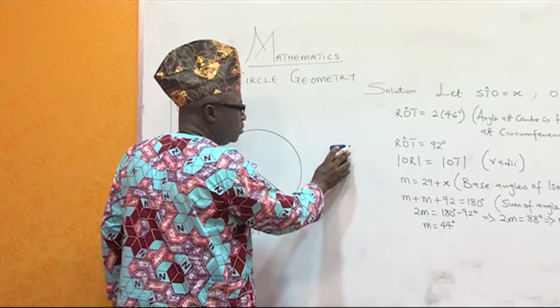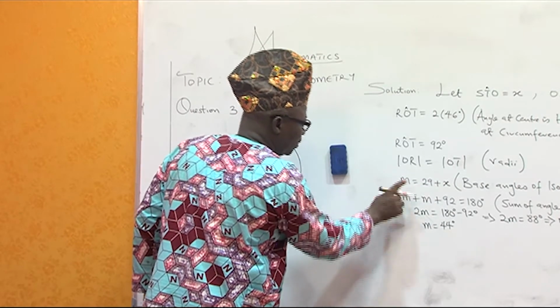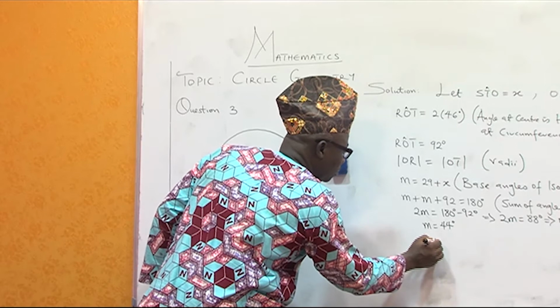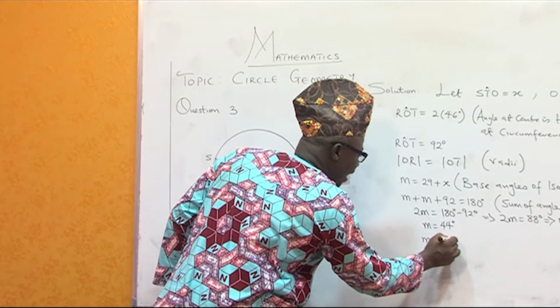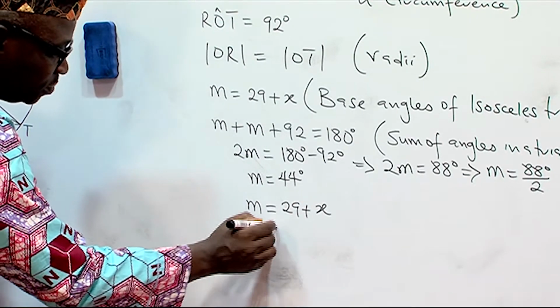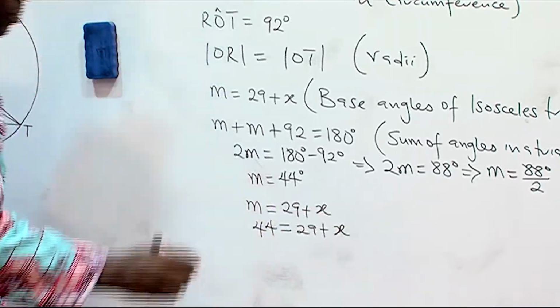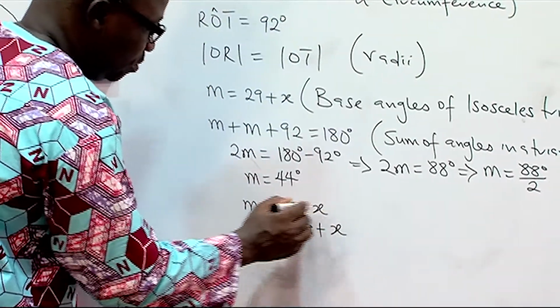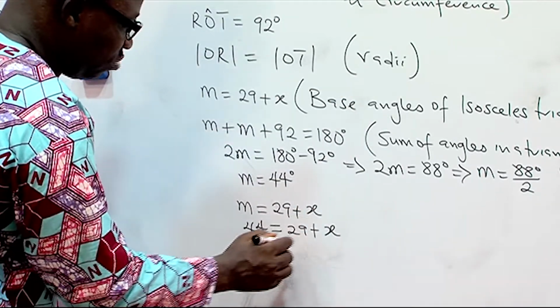So I've written it here already. So I'm just going to quote it. M is equal to 29 plus X. So our M is 44. 44 is 29 plus X. We've already mentioned the reason. They are base angles of an isosceles triangle.